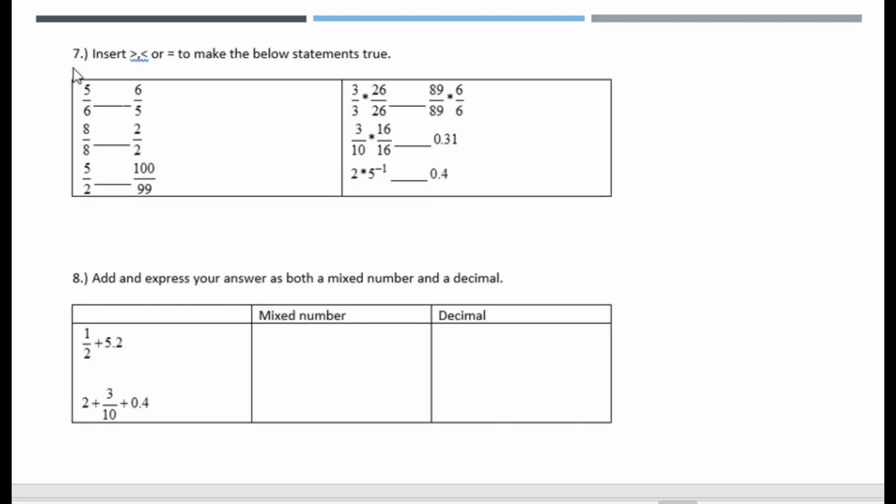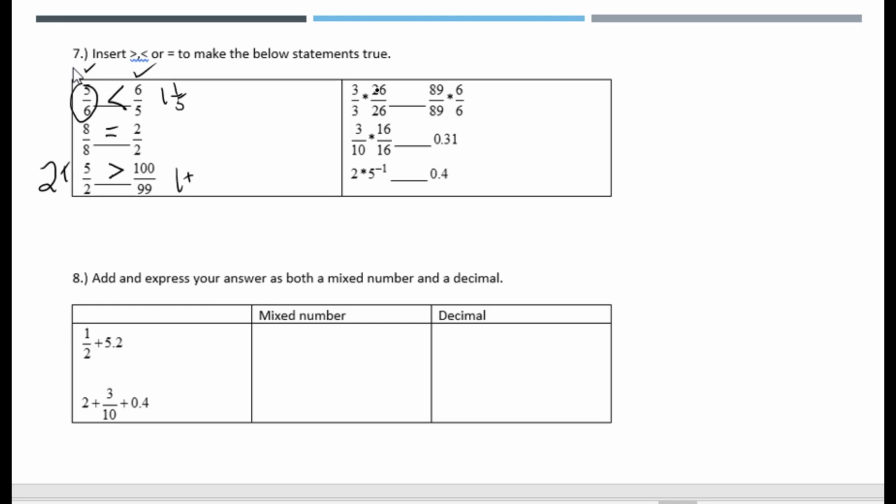Okay, so this is just a review again of greater than, less than, or equal to. Notice that 6/5 is greater than 1, actually it's 1 1/5. And this is less than 1, so this is the bigger number. 1 equals 1. This is 2 plus something, and this is 1 plus something. So this is obviously bigger.